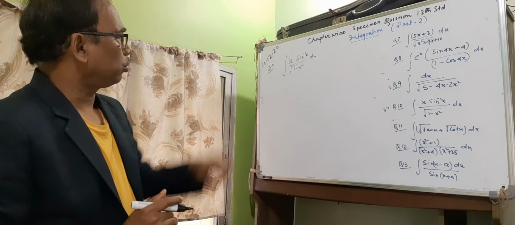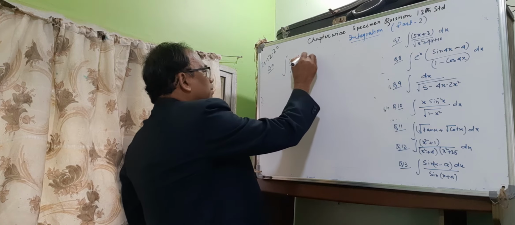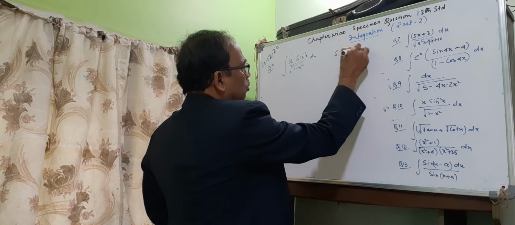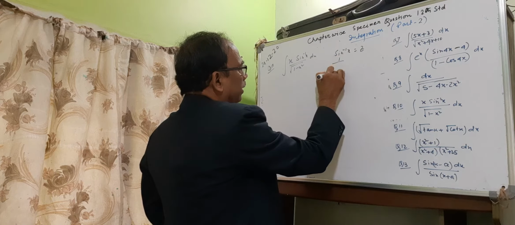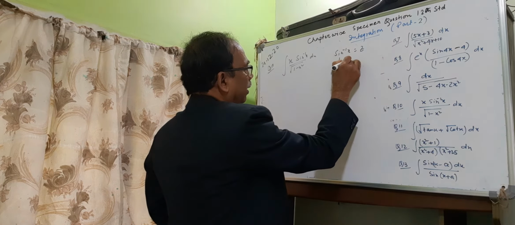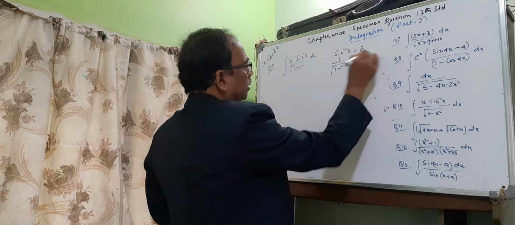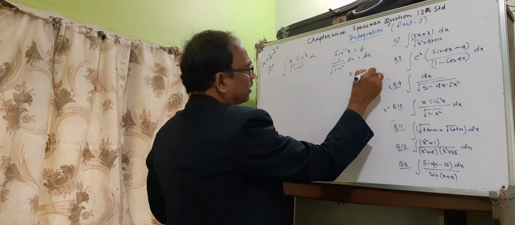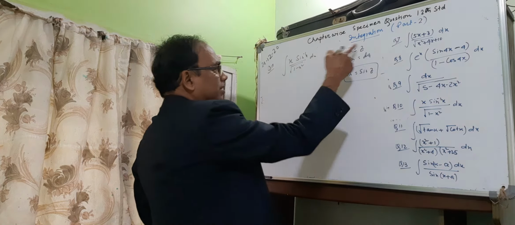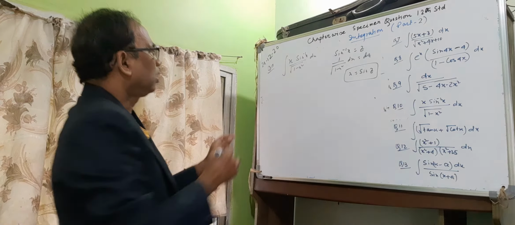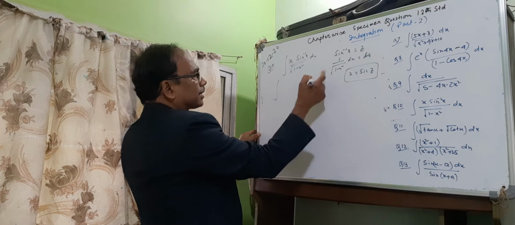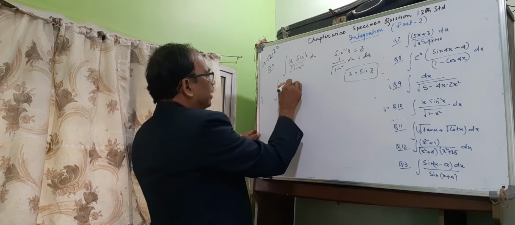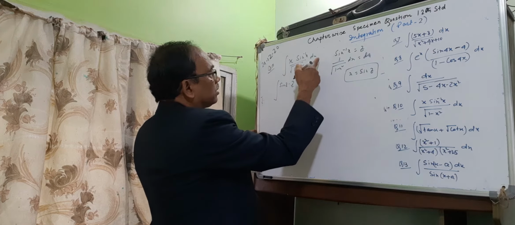Here you have to substitute. Let sine inverse x equal to z. Then differentiating, you will get 1 by root over of 1 minus x square dx equals dz. Then x equals sine z, since the value of sine inverse x is z. Now put it here: x is sine z, sine inverse x is z, and 1 by this dx is dz.